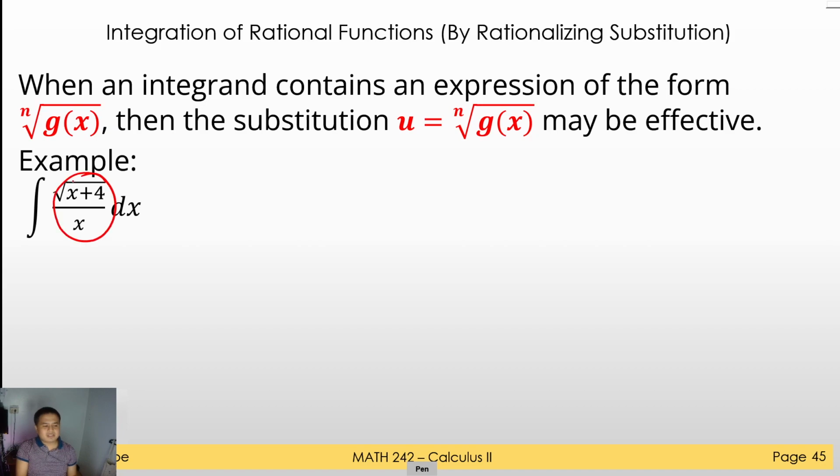So if you have this, you might think of using integration by parts. Actually, this might be solvable using integration by parts. Might be. But let's try an alternative way. So this new concept introduces us to use rationalizing substitutions. So we should let u equal the square root of x plus 4.